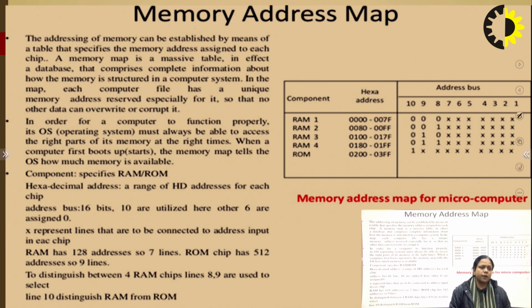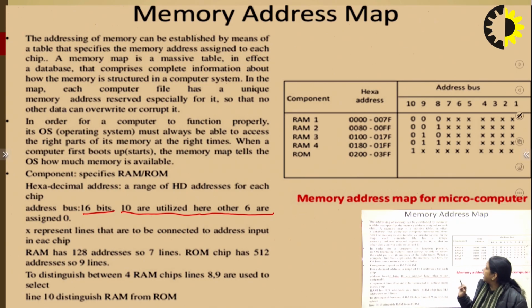Now the address memory map. For example, now we have to see that if we want to create a memory of 512 into 8 RAM and 512 into 8 ROM chip. So we have only 128. You can see here we have only 16 bits here. In this case only 10 will be utilized and 6 are assigned 0, because these are the unused lines.